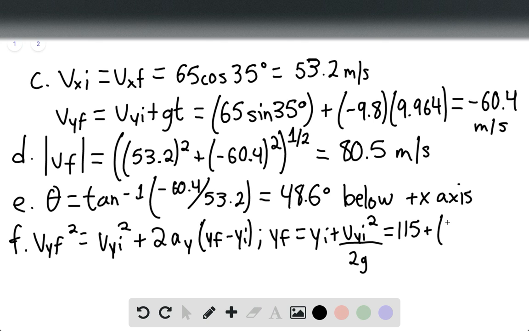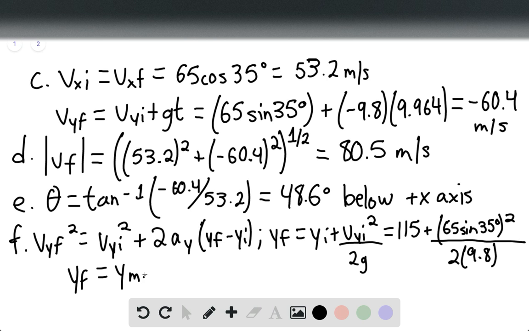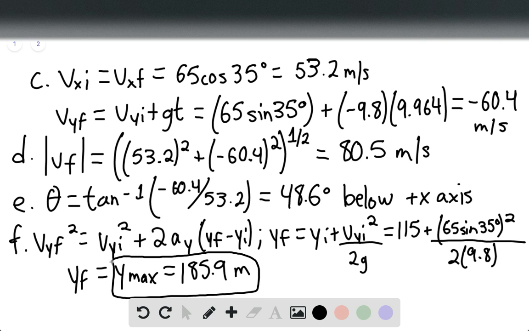65 sine of 35 degrees squared divided by 2 times 9.8. And we're getting that y final, or equals y max, essentially. And this is giving us 185.9 meters. So this will be our y max. That is the end of the solution.